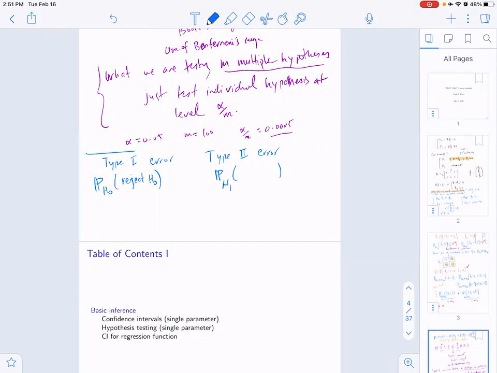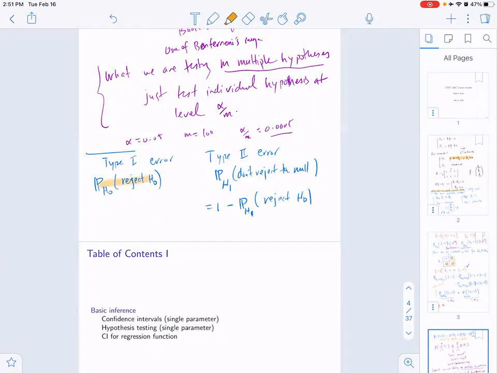Under H1. Okay, great. Don't reject the null. Don't reject the null under H1, which is 1 minus the probability that under H1 we reject the null, which is the right thing to do. Sometimes you measure using these two, or equivalently you can do it using these two.